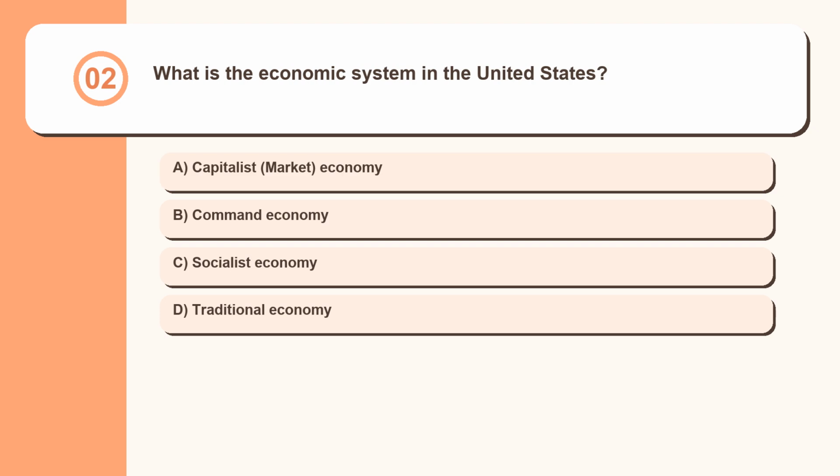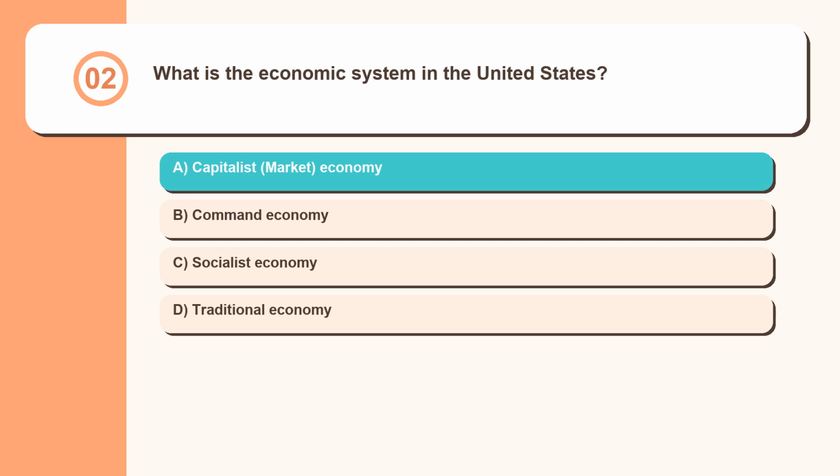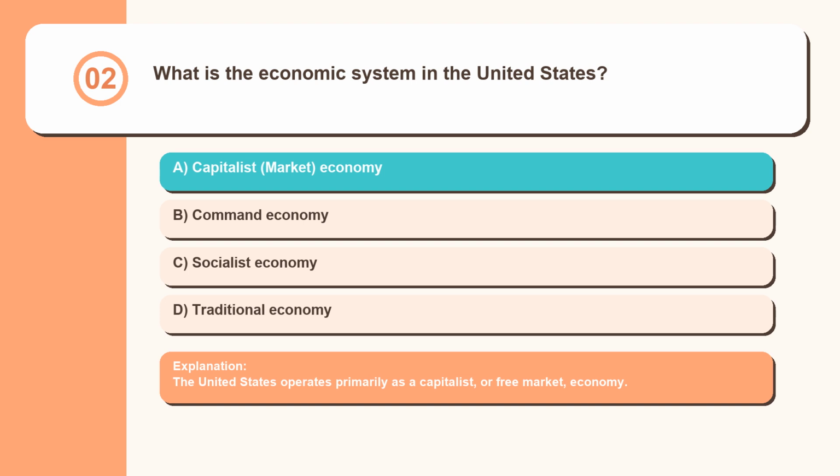Question 2. What is the economic system in the United States? Capitalist, market, economy, command economy, socialist economy, traditional economy. The United States operates primarily as a capitalist, or free market, economy.